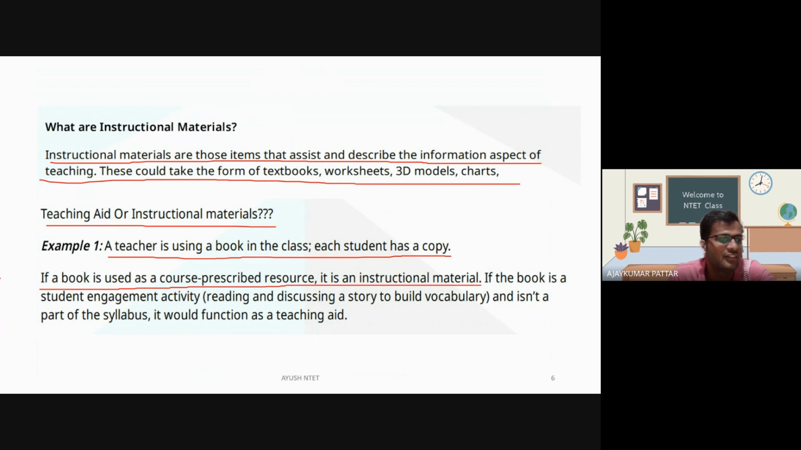For example, in our first BMS there is Ashtanga Hridaya. For example, Ashtanga Hridaya is a subject they have given. As a part of the curriculum, as a part of the syllabus, Ashtanga Hridaya is there. So I have the Ashtanga Hridaya textbook myself. I am teaching by the Ashtanga Hridaya textbook, and all students also have the Ashtanga Hridaya textbook. Then the Ashtanga Hridaya textbook is called an instructional material.